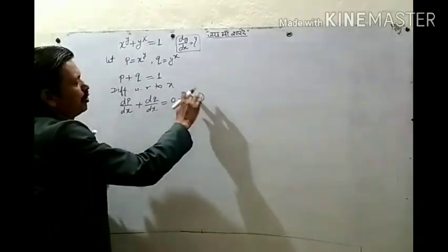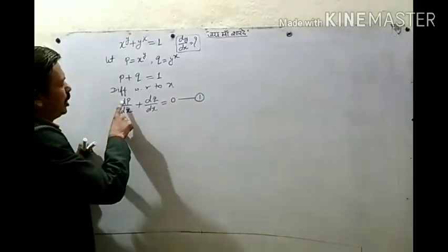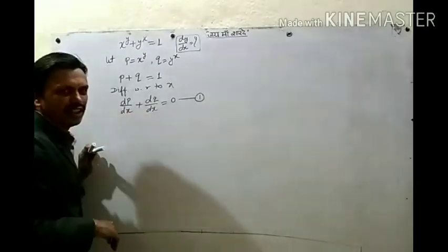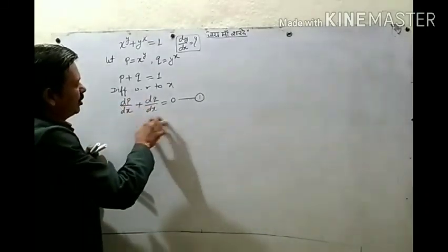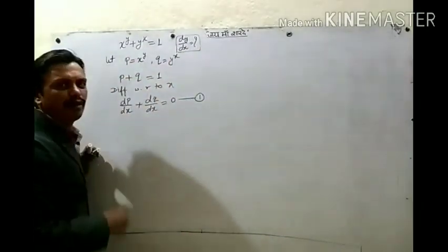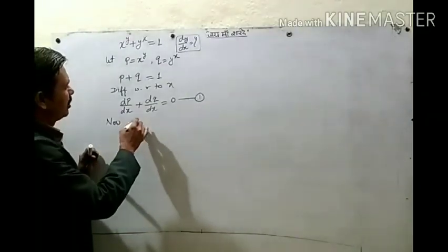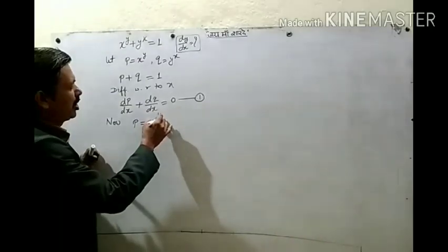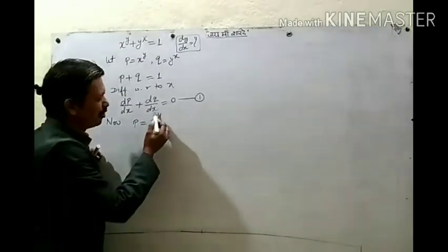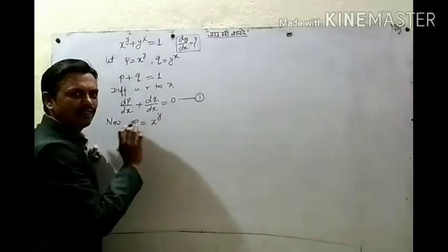Okay, so we need the value of dp by dx and dq by dx, and from that we can find the value of dy by dx. So now we will find dp by dx. So p is x to the power y, and how to differentiate this we know.